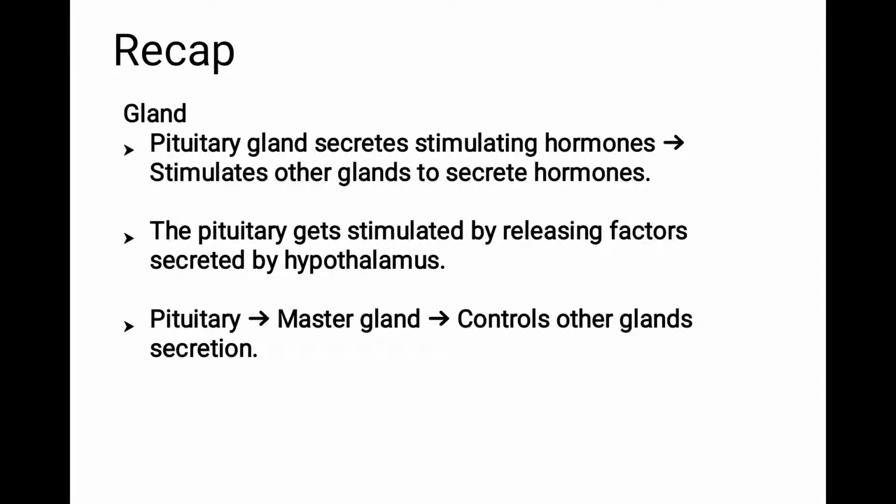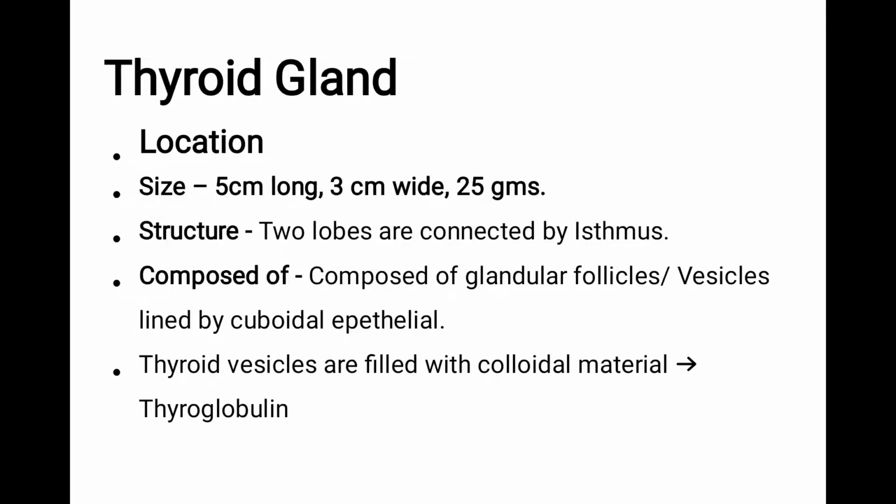In the previous class, we learned about the pituitary gland. Pituitary gland is called the master gland. It produces the stimulating hormones that stimulate the other glands to secrete their hormones. The pituitary gets stimulated by a releasing factor secreted by the hypothalamus. The hypothalamus secretes a releasing factor. This releasing factor stimulates the pituitary. So the pituitary is called the master gland because it controls the other glands' secretion.